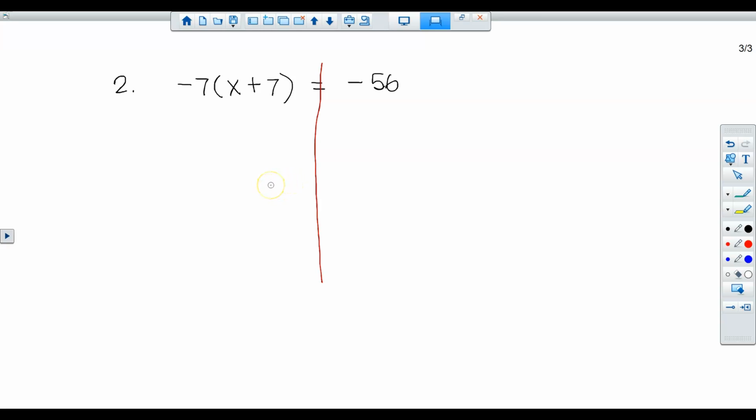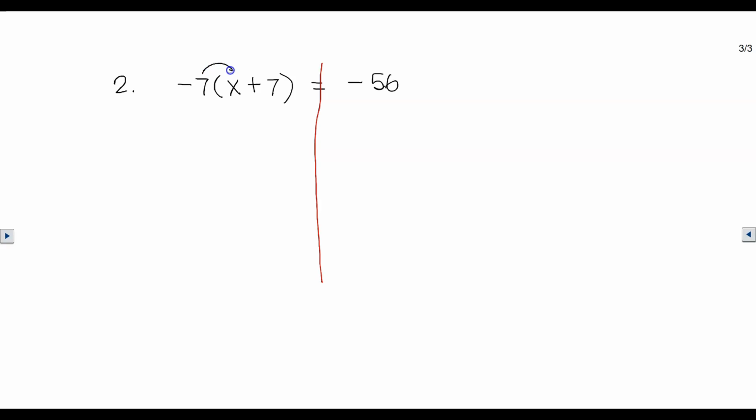All right, now that you've tried number 2, let's see how this goes. See how you did. Step 1 is to distribute if it's necessary. And I see these parentheses, so I know I need to distribute. So first, I'm going to do a negative 7 times x. That gives me a negative 7x. I'm also going to do negative 7 times positive 7. That is a negative 49. So I get negative 7x minus 49 is equal to a negative 56. I have now completed step 1. I have distributed.